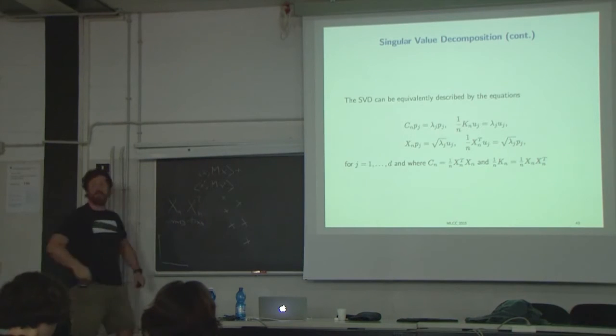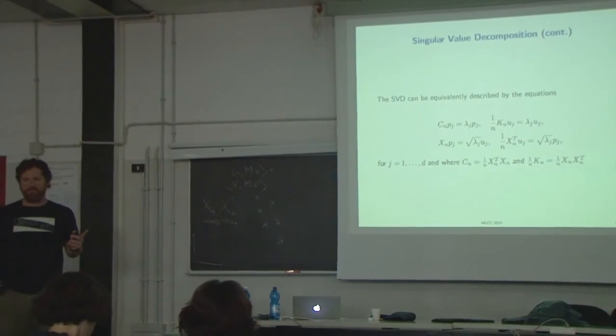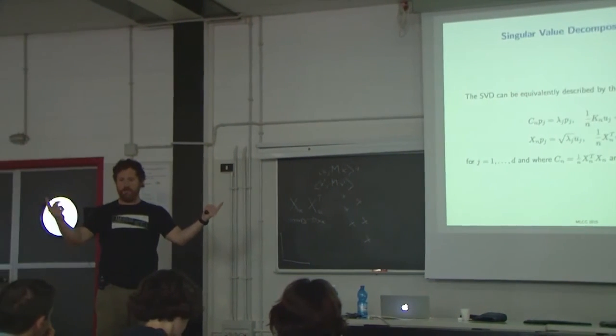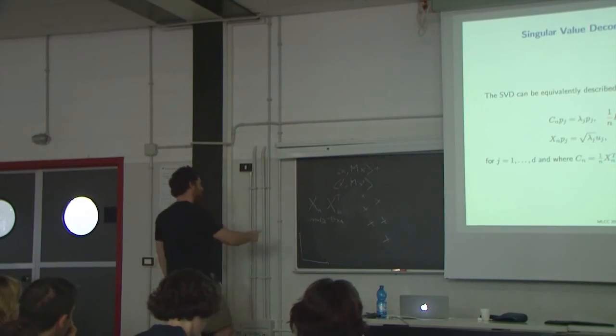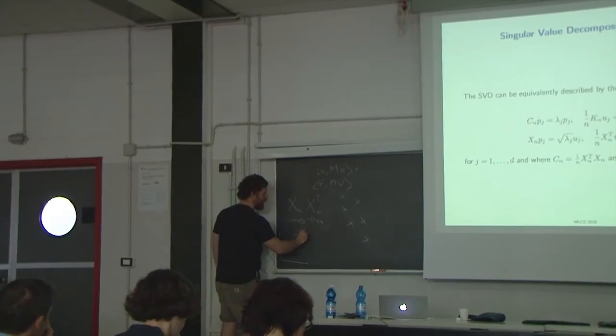How much does this cost? The vectors are of size d, and I have n here, n here. I have to multiply them. So this is n squared d.